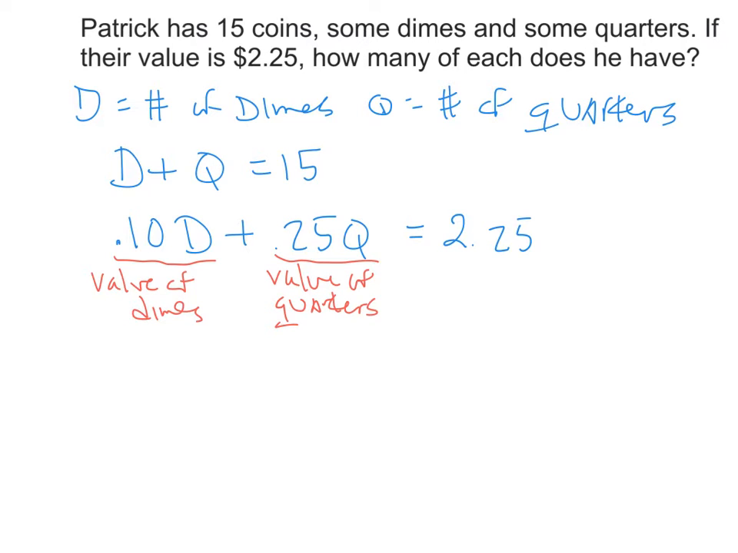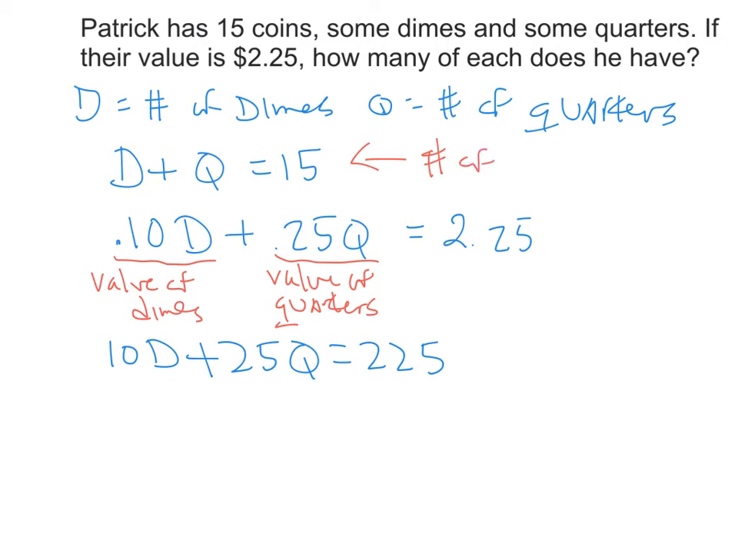So you could, of course, multiply both sides of this equation by 100 and get an equivalent equation, which would be 10D plus 25Q equals 225. So this one's counting in pennies, and the other one's counting in dollars. Remember, this one is counting the number of coins, and this one is counting the value of the coins, so it's looking at dollars. Okay, and this one's counting in cents. So you could use either of those, and it would be totally fine to do so.